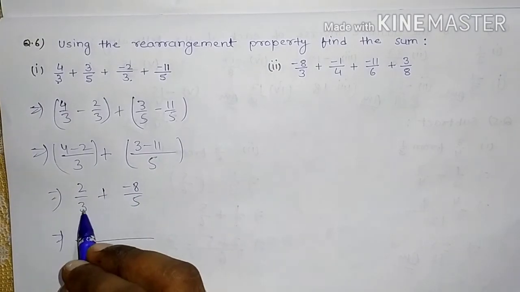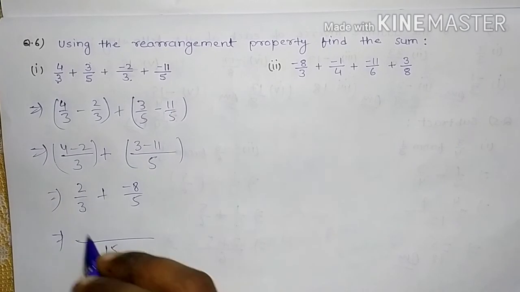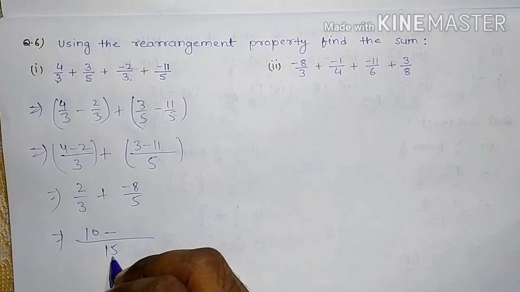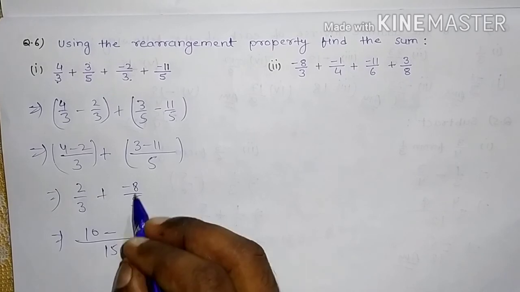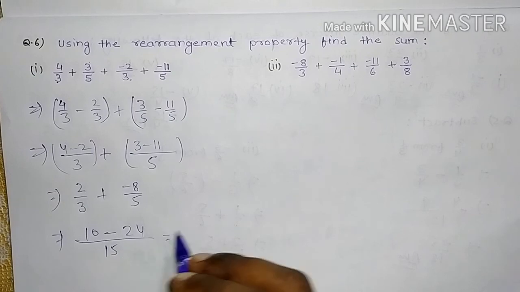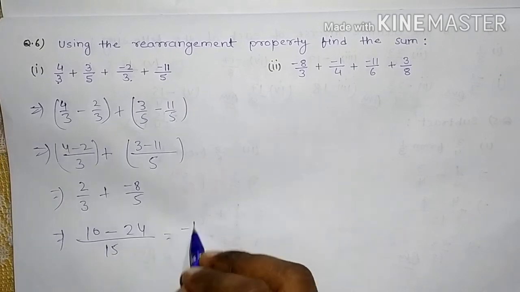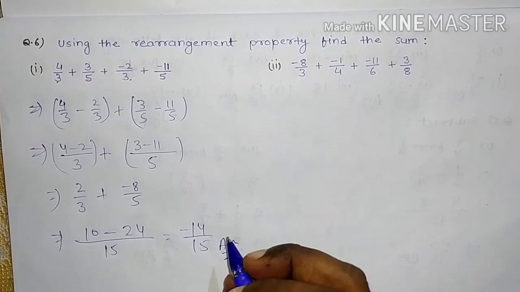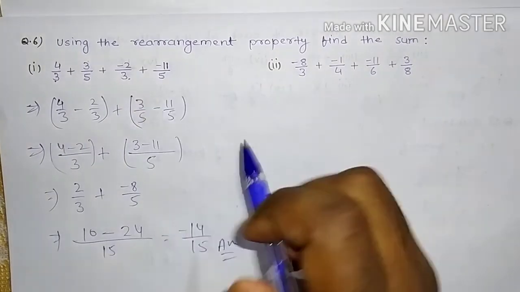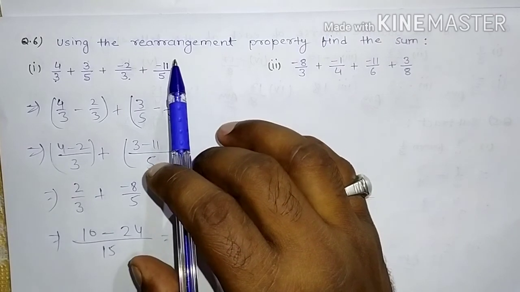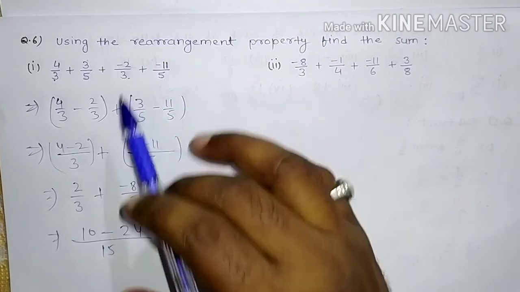Again take the LCM. The LCM of 3 and 5 is 15. So 3 5s are 15, 5 2s are 10. Minus 5 2s are 10, 5 3s are 15, 3 8s are 24. So 10 minus 24, that is minus 14 upon 15. This is the answer, and it's very simple. By this method we can solve using the rearrangement property.